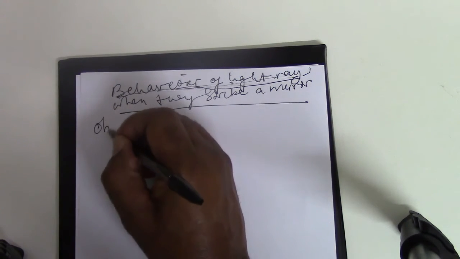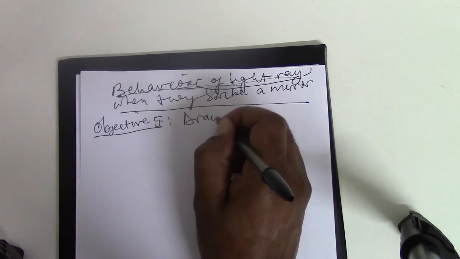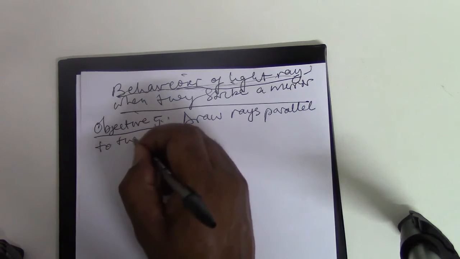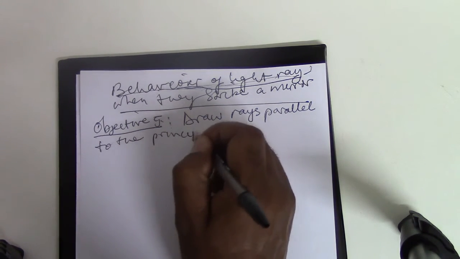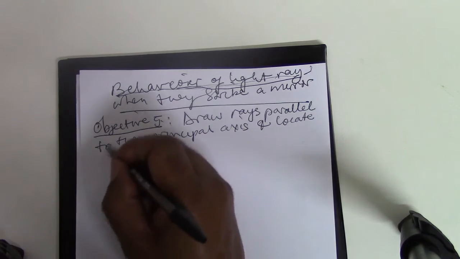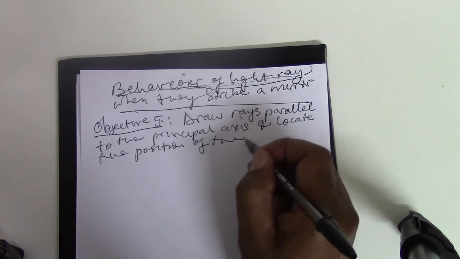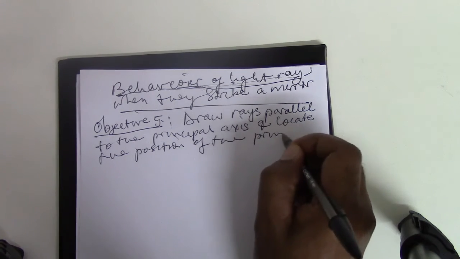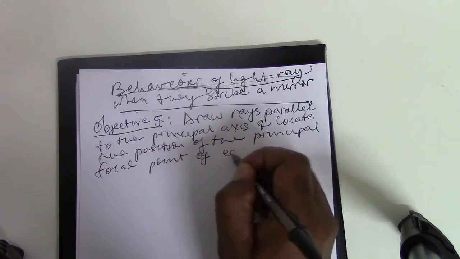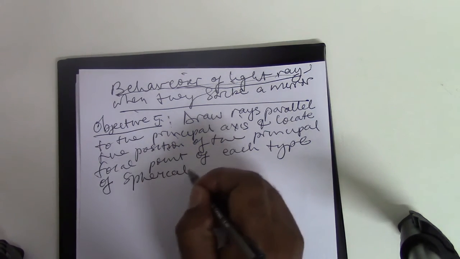Our objective, let's call it objective number 5, is to draw rays parallel to the principal axis and locate the position of the principal focal point of each type of spherical mirror.